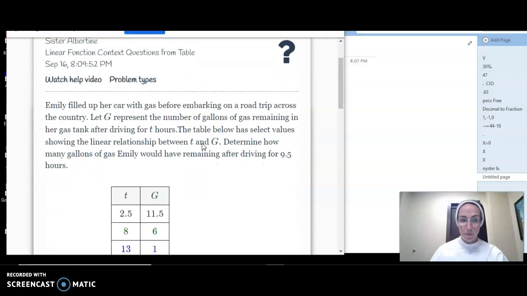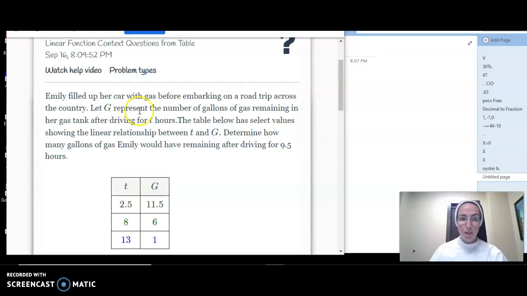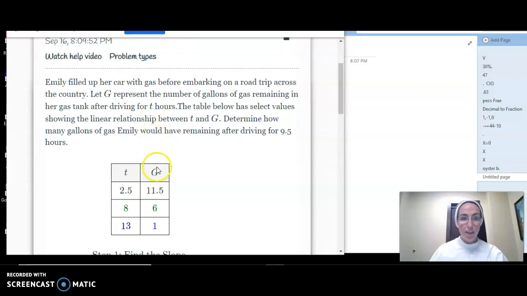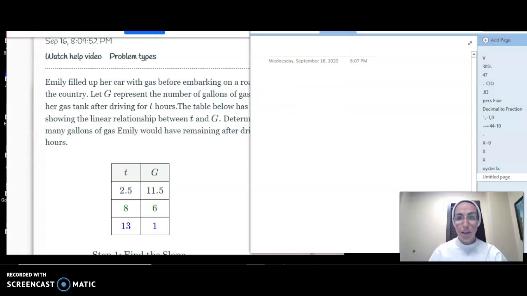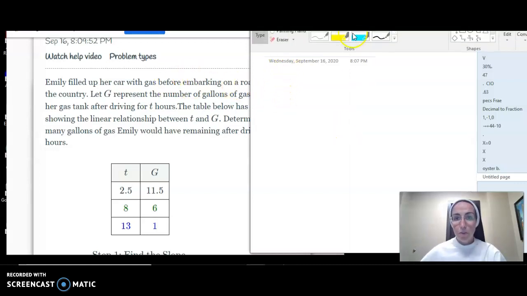So let's look at this example. Emily fills up her car with gas before embarking on a road trip. G is the number of gallons of gas remaining in her tank after driving for T hours. The first thing we want to identify is which one is going to be our x variable and which one will be our y.